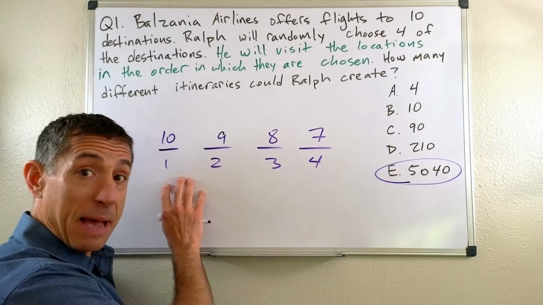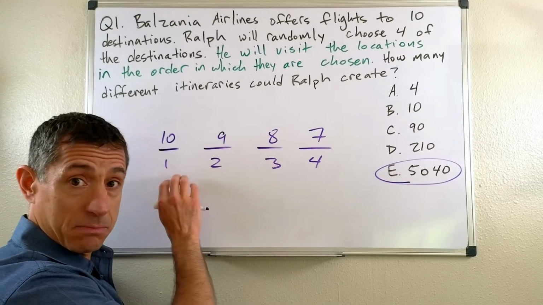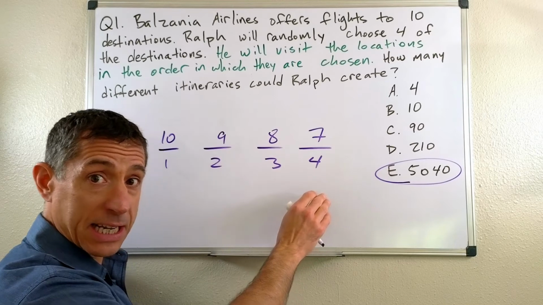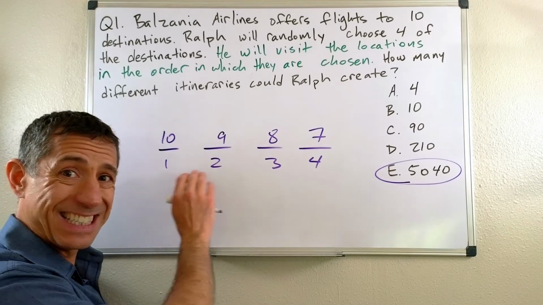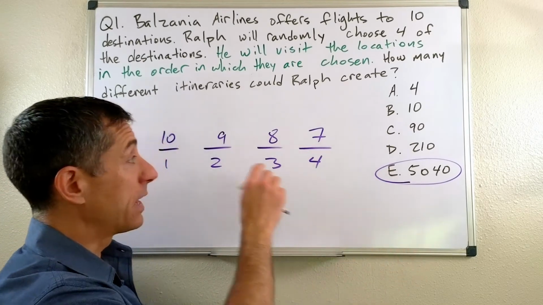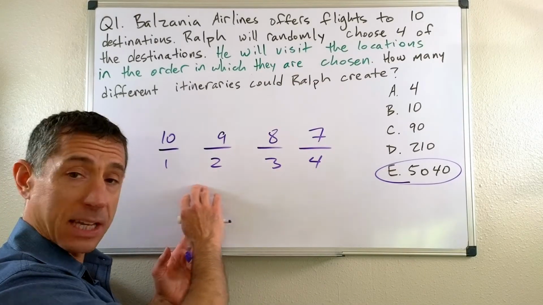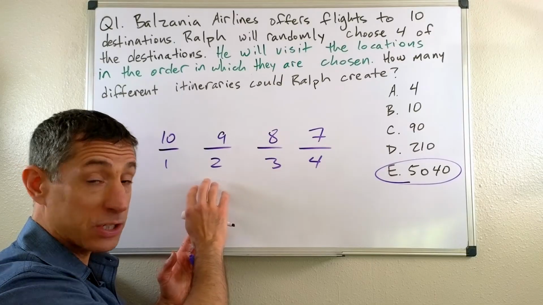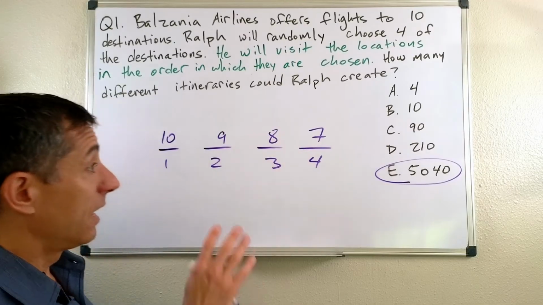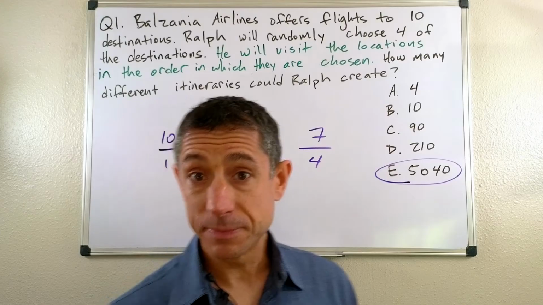If order does matter, so visiting cities A, B, C, and D is a different itinerary than visiting cities D, C, B, and A in that order, then order matters. Just use slots, be nice and intuitive. That's going to cover you on most permutation questions that you really need to get right on this test. All right, basic permutation. That's that one.